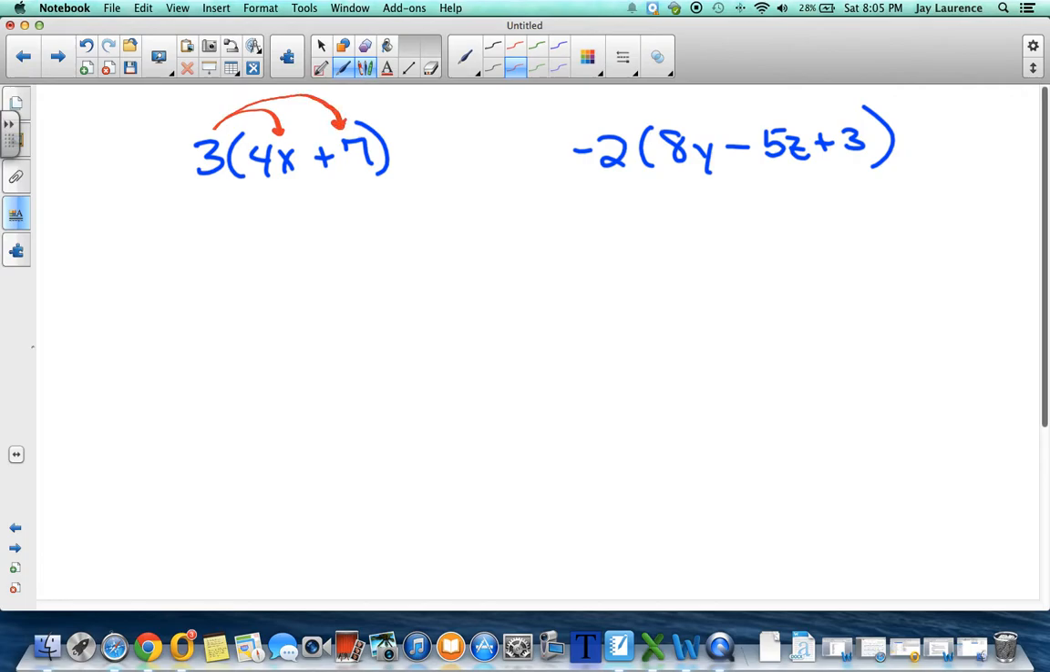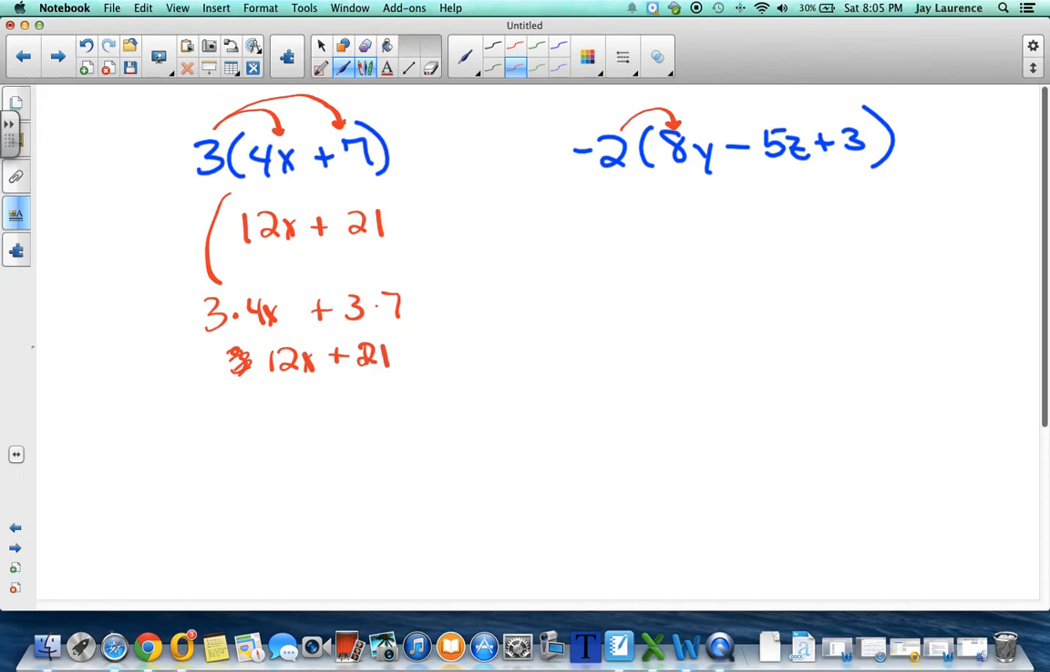When I have a 3 in front of a quantity, it means 3 times 4x, 12x. It also means 3 times 7, 21. It is not 12x plus 7. It's 12x plus 21 because I have to take 3 4x's and I also have to take 3 7's. Well, 3 4x's is 12x and 3 7's is 21.